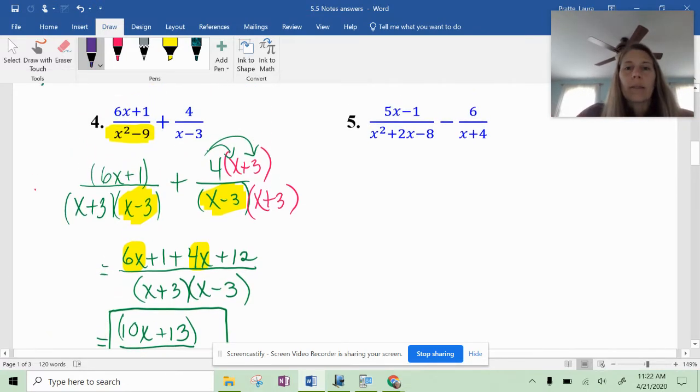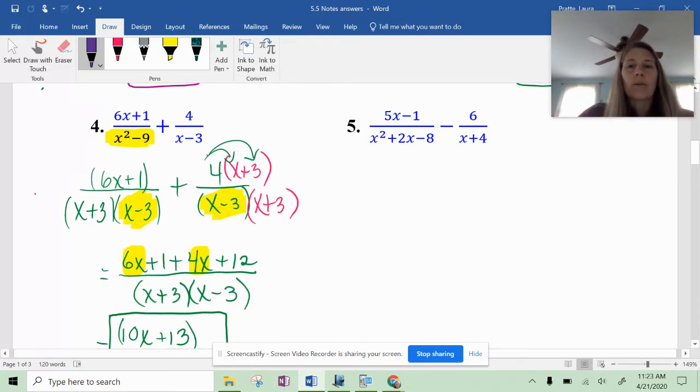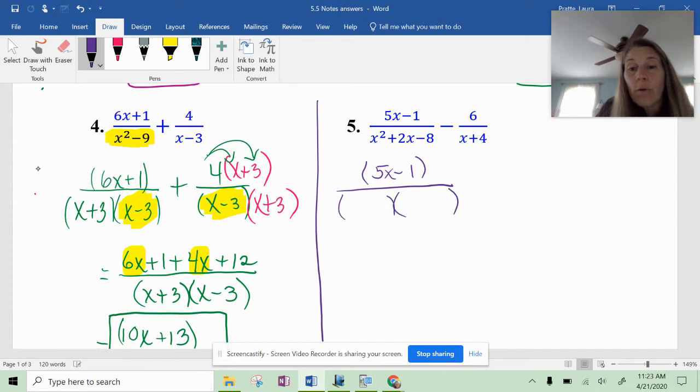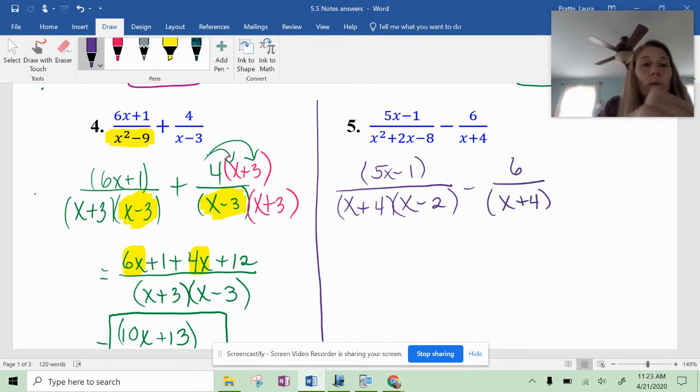Okay, so then let's look at number 5. Again, the first thing I'm going to do for number 5 is rewrite this, factoring out anything that I can factor. So my denominator on the first half here, I can factor into x and x. The two numbers that multiply to get 8 and subtract to get positive 2 are positive 4 and negative 2. And then this side, I just have my 6 over my x plus 4.